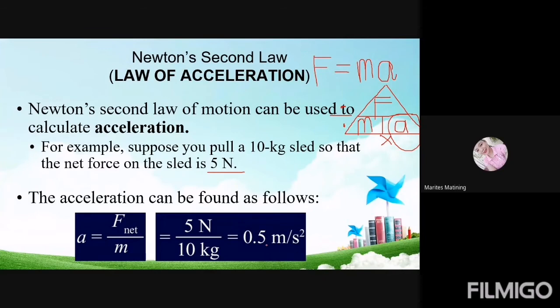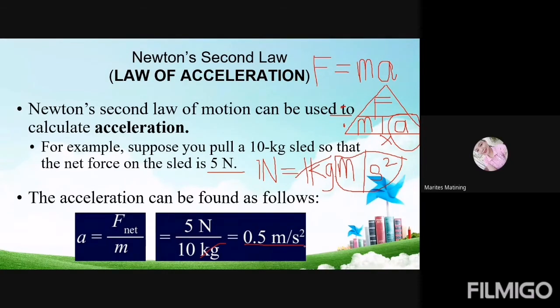Ma'am, why is it kilogram meter per second squared now? Take note that 1 Newton is equivalent to 1 kilogram meter per second squared. So since Newton is that, we will just cancel. Kilogram, cancel, kilogram, cancel. So what is left in our unit? Meter per second squared. So that's the unit for acceleration.